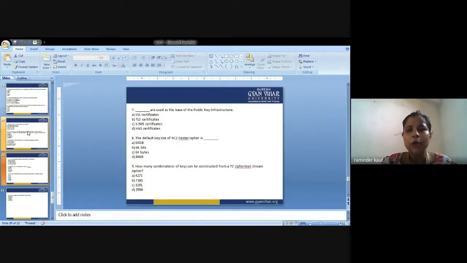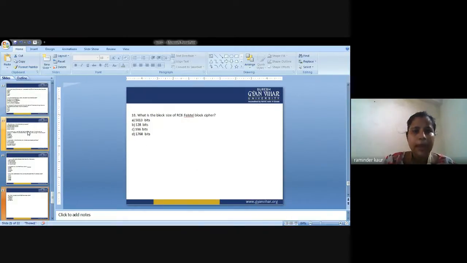Next is, how many combinations of keys can be constructed from a 72 cipher text stream cipher? The options available are 4271, 7345, 3291, 2556. And the last question is, what is the block size of the RC6 Feistel block cipher? It is 5013 bits, 128 bits, 596 bits, 1768 bits.